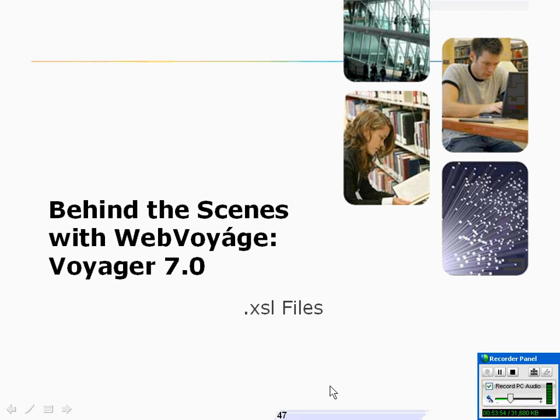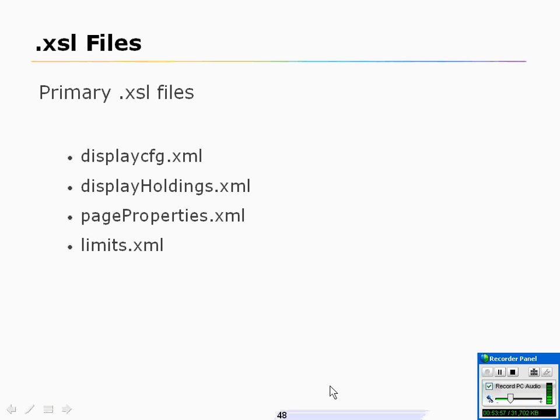So the primary XSL files in this particular situation, I believe, are display_cfg.xml, display_holdings.xml, page_properties.xml, and limits.xml, so that you're able to, again, be adjusting according to an institution's terminology, locations that apply, languages, all of those sorts of things.